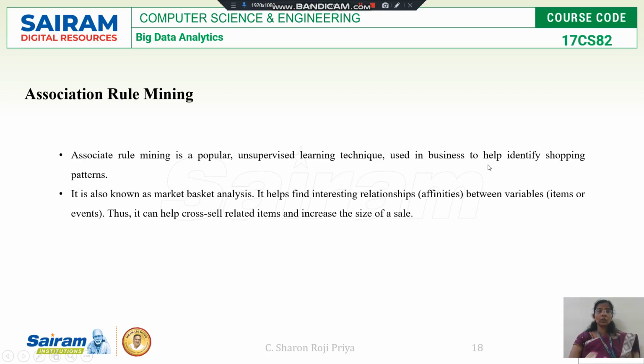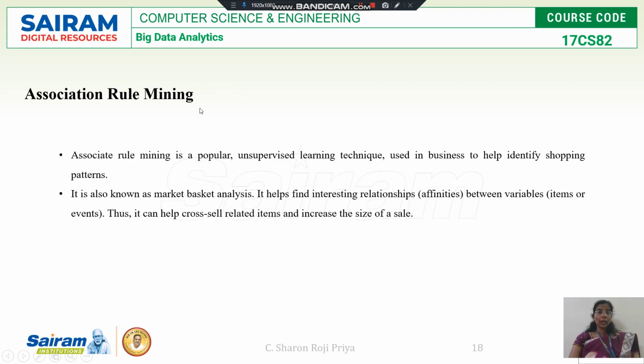What is association rule mining? Association rule mining is an unsupervised learning technique used in business to help identify shopping patterns. 80% of the customers who buy milk and cheese will buy bread. So if the pattern is known to the grocery shop owner, he can keep all the 3 items in his shop so that his sales can be increased. Identifying such patterns is the role of association rule mining.